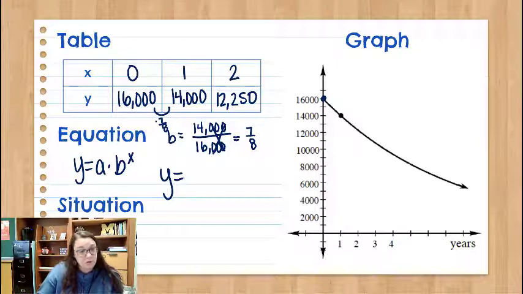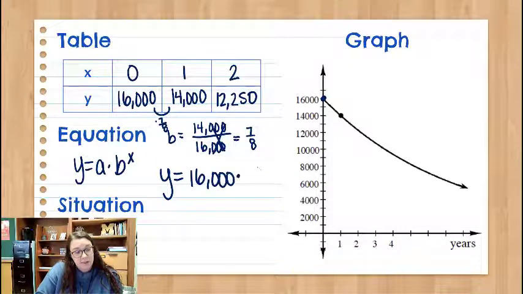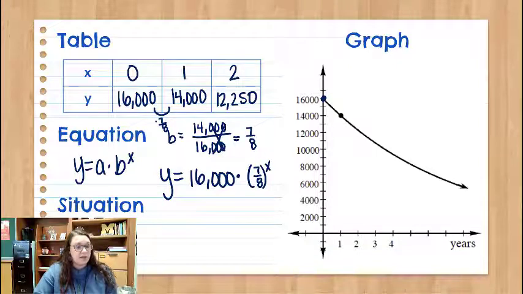Y equals, it starts with the y-intercept, which is 16,000, and it multiplies each time by 7/8 to the x. So there's my equation. Lastly, we have to come up with a situation for this that would be reasonable.